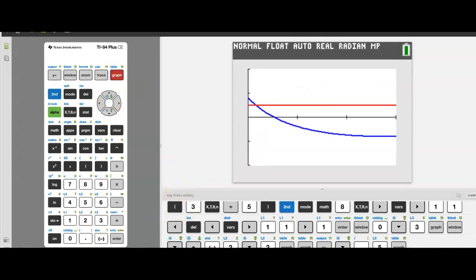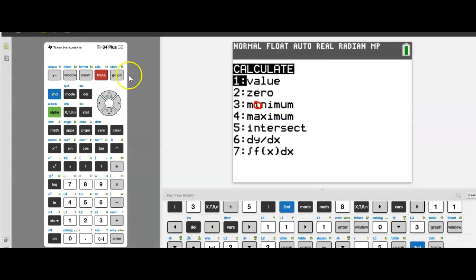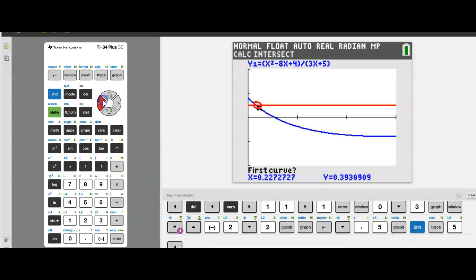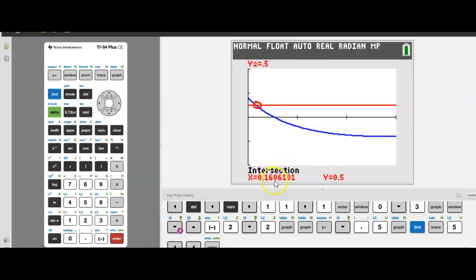All right, now you guys can see right here, this is one place where the velocity equals 0.5. So let's find where those two things are crossing. So we do second, calc, and 5 for intersect. And we're going to scroll our cursor to where they cross. And then we're going to push enter 3 times to get a very precise answer of 0.161. So that's one point in time where the velocity is equal to 0.5. Let's see if we can find the other time when the speed is equal to 0.5. And that would be when the velocity equals -0.5.